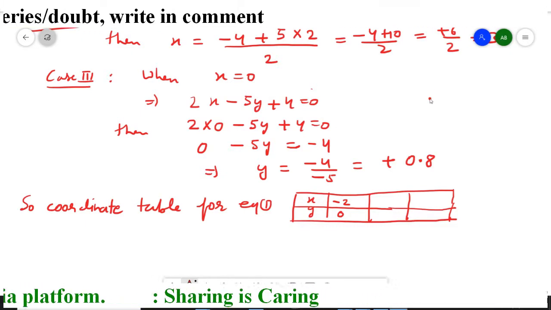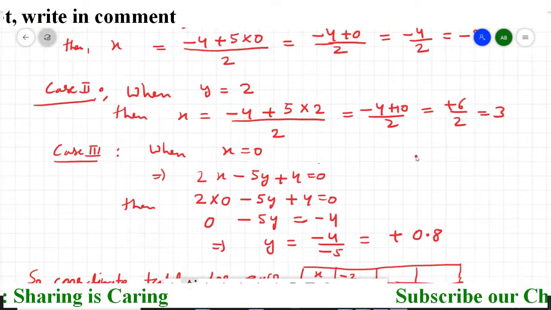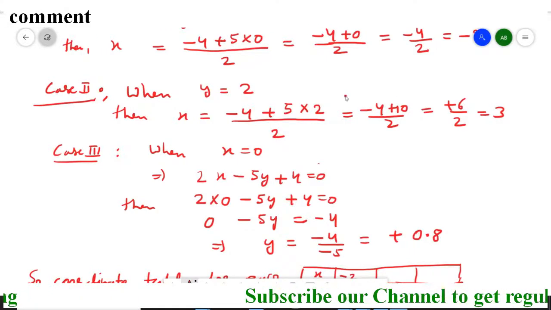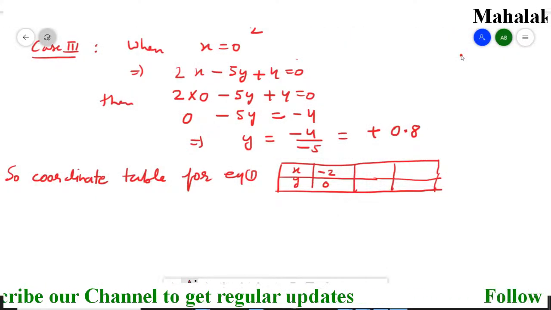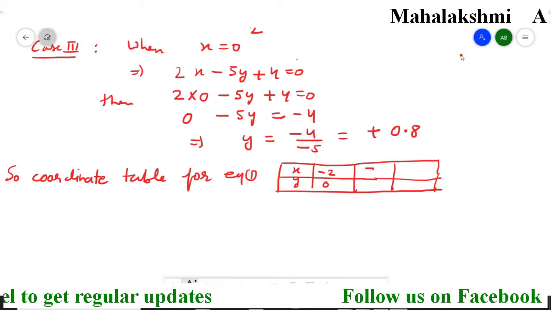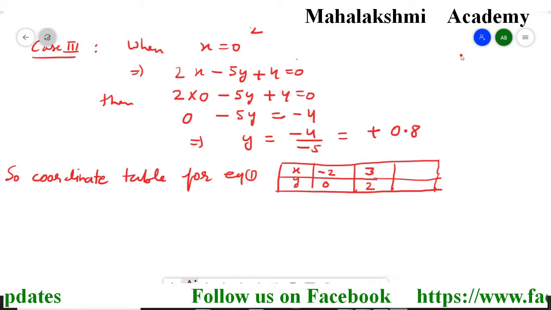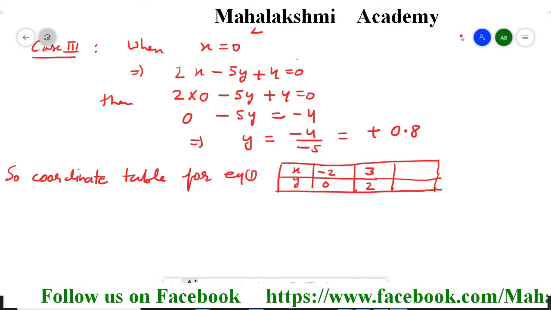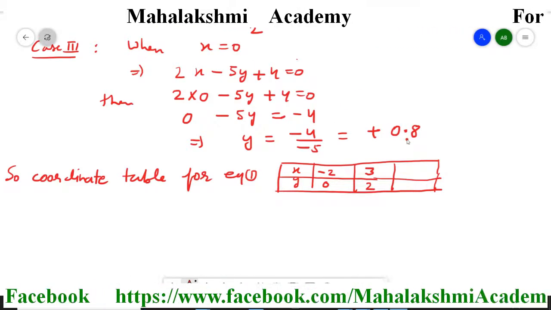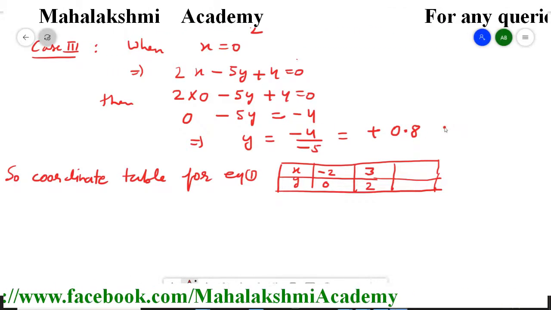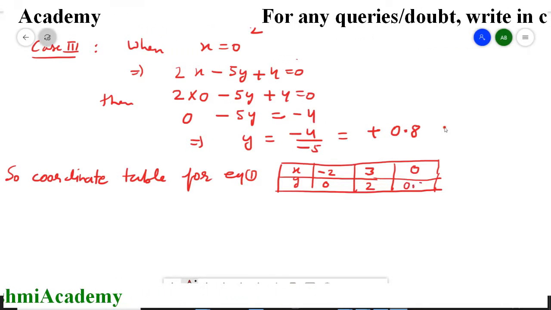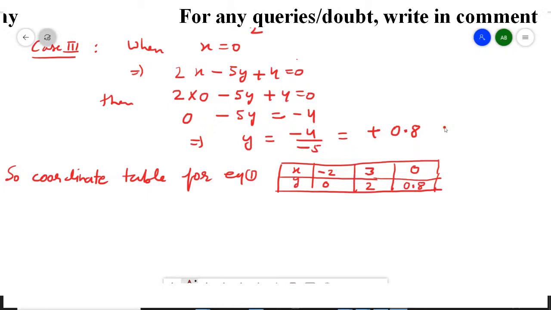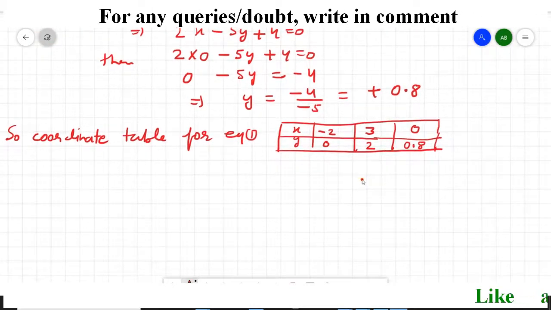Now in case second, x is 3 and y is 2. So x is 3 and y is 2. Now case third, x is 0 and y is 0.8.